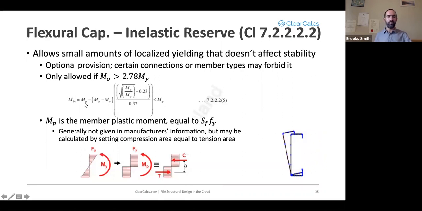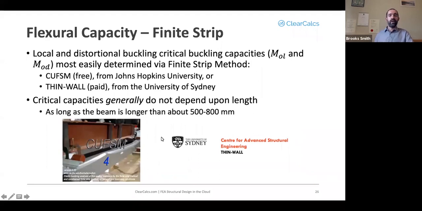The variable you haven't seen yet in here is M sub P. That's the member plastic moment, and that's equal to S sub F times Fy. Now, usually that's not actually given by manufacturers, unfortunately, but it's relatively straightforward to calculate on your own. You calculate it by setting your compression area equal to your tension area and assuming that everything yields, basically as shown in the bottom of the screen here. So then that's your global buckling capacity.